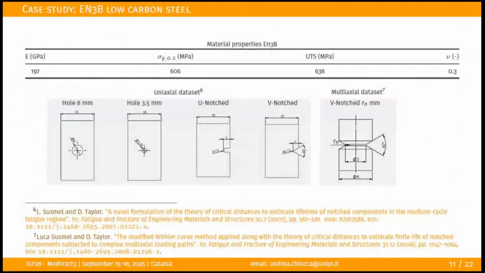We found some data from a work of Professor Susmel and Professor Taylor. We have a data set of uniaxially loaded specimens. These are plate specimens with different notches, and a data set of multiaxially loaded proportional and non-proportional specimens with different notch geometries. The method was calibrated using the 8 mm hole and the V-notch, uniaxially loaded, fully reversed, and then we validated the method with all the other data sets.